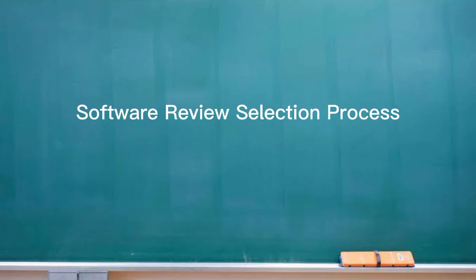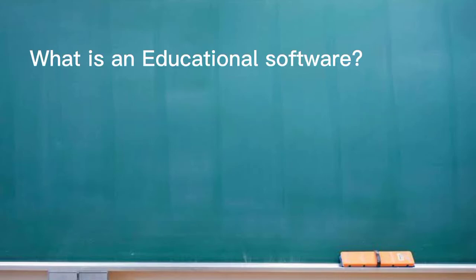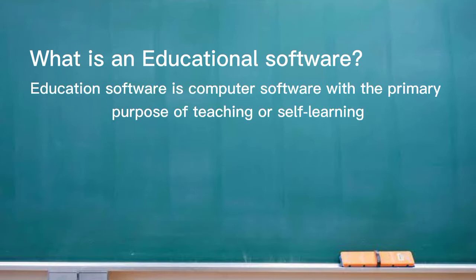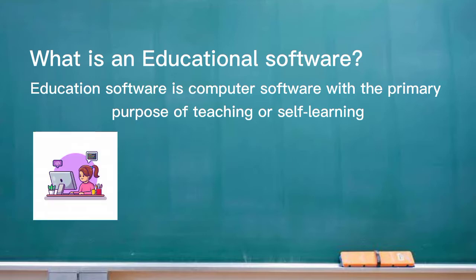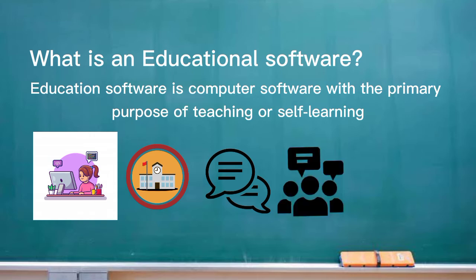Software review selection process. What is an educational software? Educational software is computer software with the primary purpose of teaching and self-learning. We already know that by the use of computers, student life has been made very convenient in terms of schools, communication, discussion, and knowledge.